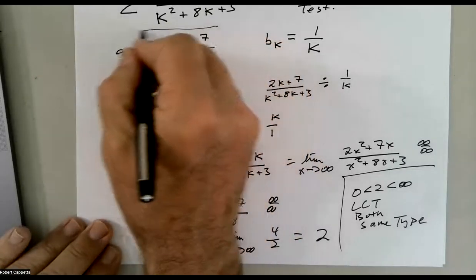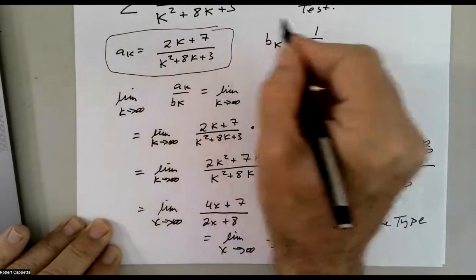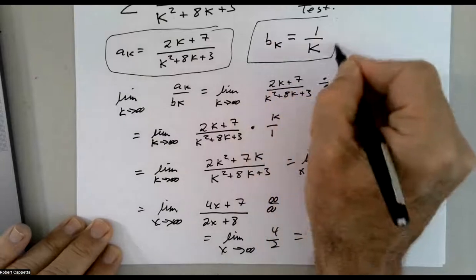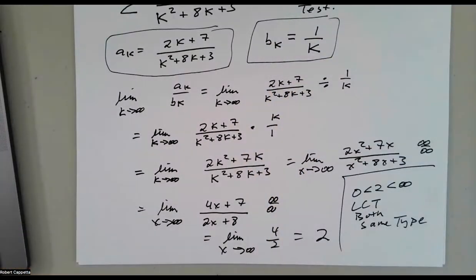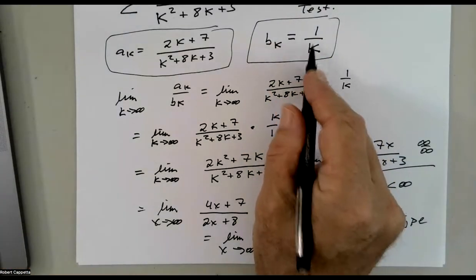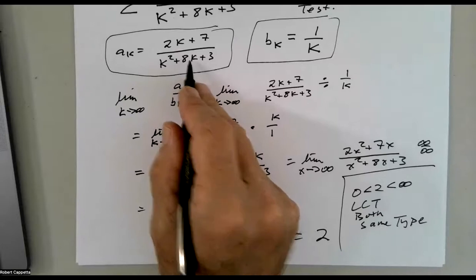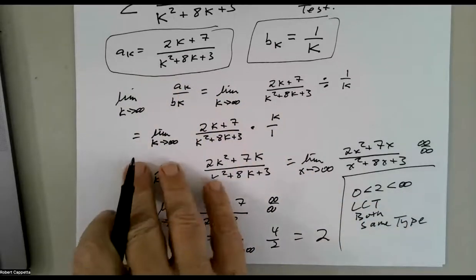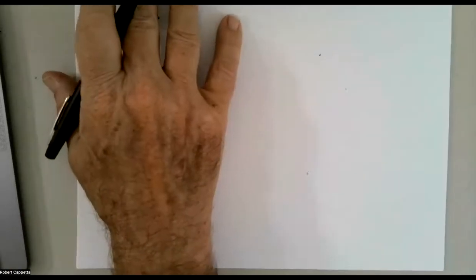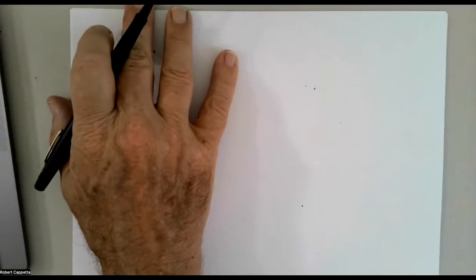We defined this one, and we define this one. What do we know? We know the sum of b sub k, the sum of 1 over k, diverges because it's the harmonic series. And this one will also diverge based on the fact that it satisfies the conditions of the limit comparison test. So our conclusion there is to say what? Conclusion.